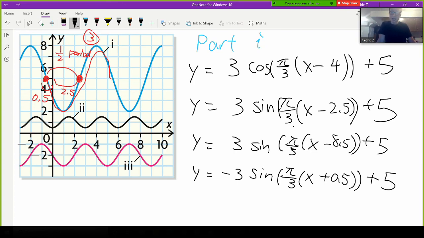So if you pick sine, there's still at least 3 functions you can fit. And that concludes model fitting for basic sinusoidal or trigonometric functions.